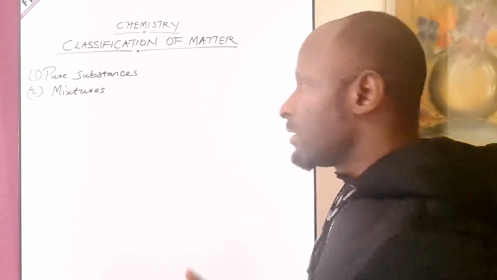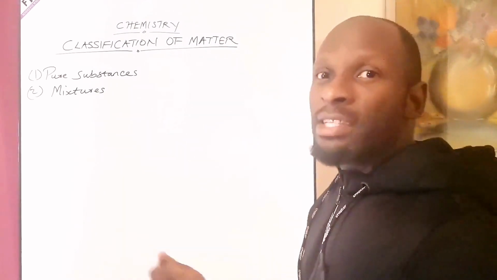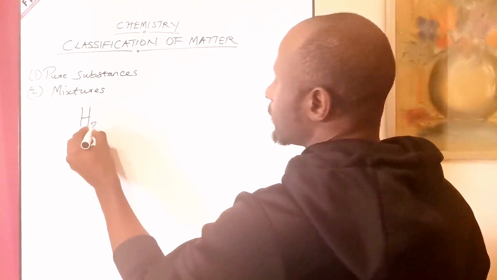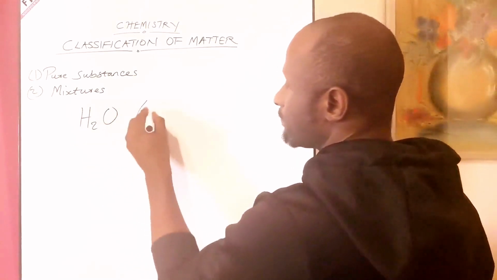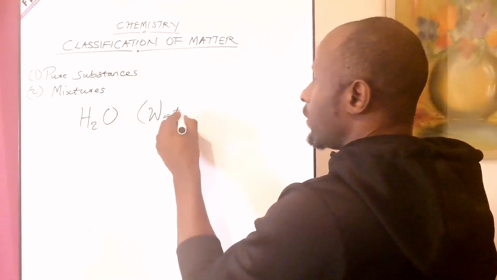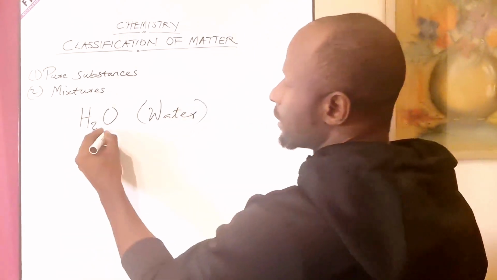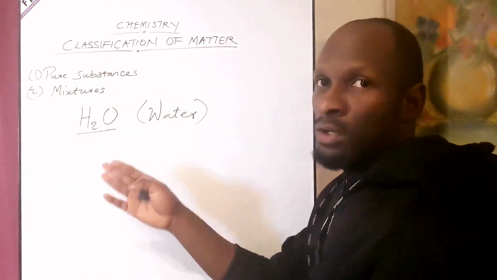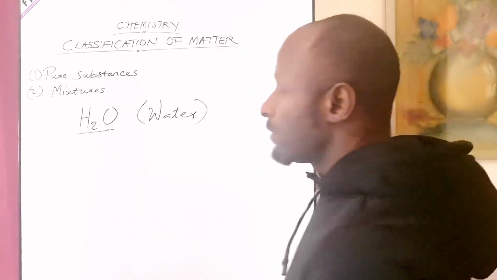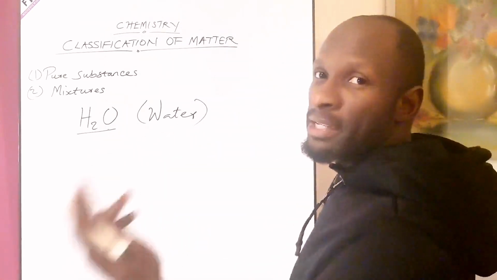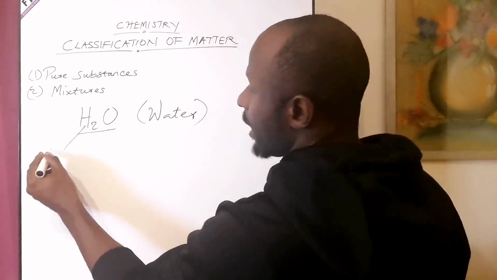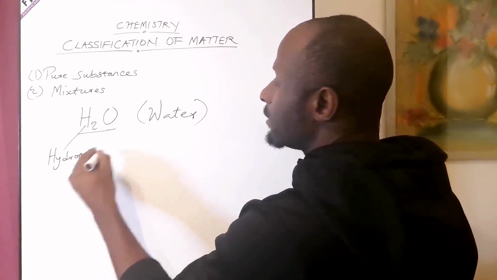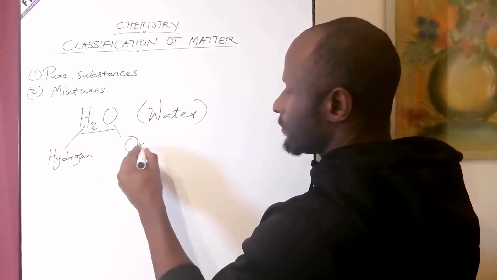Is that clear? Now let's take water for example. So this is your water. If we look at the chemical formula of water, you would notice that two elements are involved: hydrogen and oxygen.